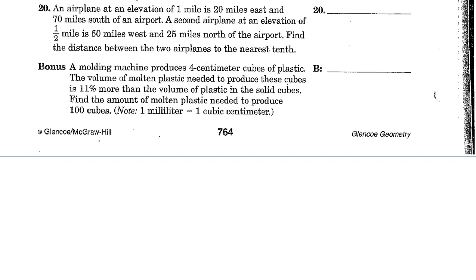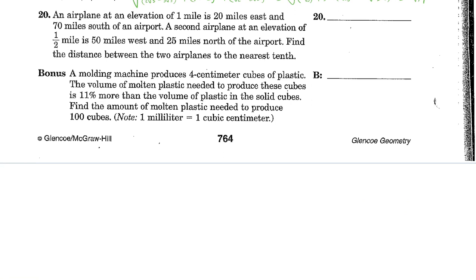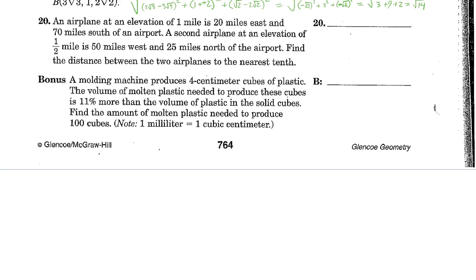All right, an airplane at an elevation of, whoa, was this the last problem? Hey, look at that, or second to last, I mean. So an airplane at an elevation, that gives us a lot of space to work down below. So an airplane at an elevation of 1 mile is 20 miles east and so on. Okay, so let's draw a picture of this. I'll do it over here.